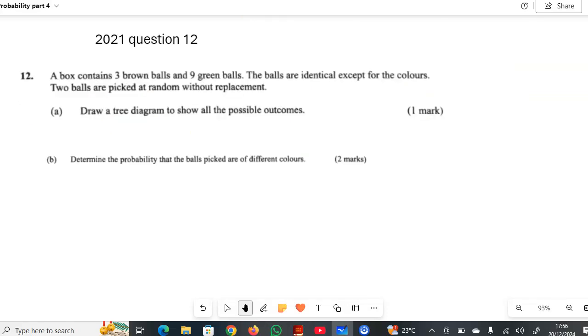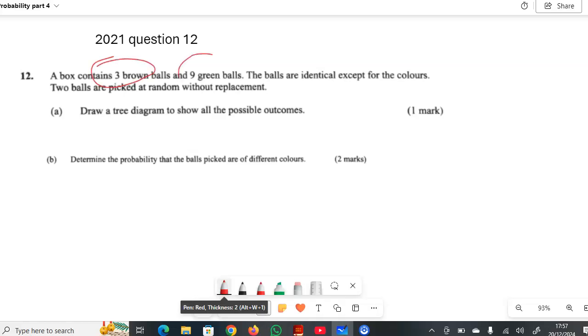So let's consider the 2021 question. It was in section A, question number 12. A box contains 3 brown balls and 9 green balls. The balls are identical except for the color. Two balls are picked at random without replacement. You're required to draw the tree diagram to show the possible outcomes, and then in part 2, determine the probability that the balls picked are of different colors.